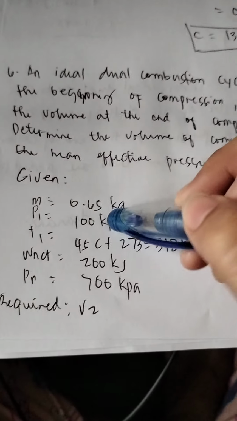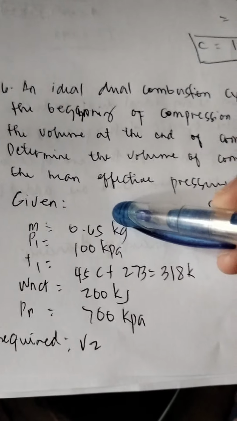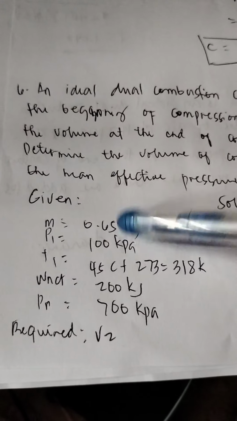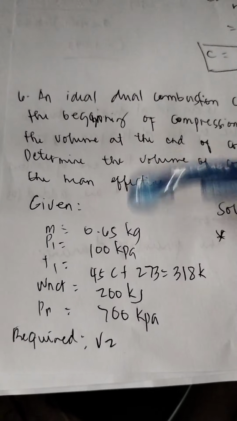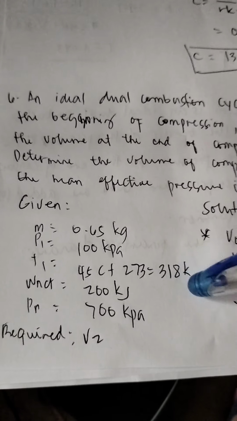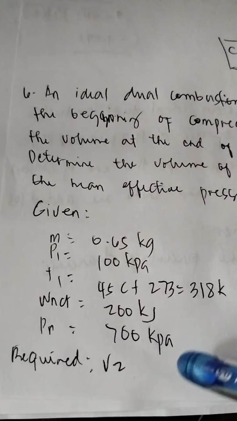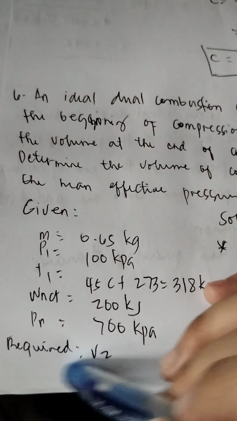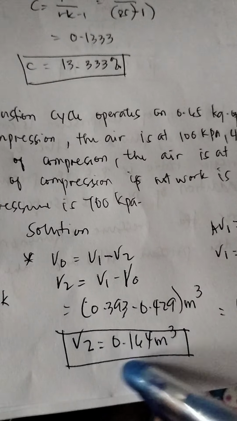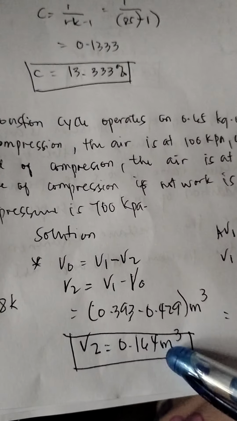So, as given, we have m is equal to 0.65 kg, P1 is equal to 100 kPa, T1 is equal to 45 plus 273 is equal to 318 K, W net is equal to 200 kJ, and the pm is equal to 700 kPa. We need to find V2. V2 is equal to 0.164 m³.